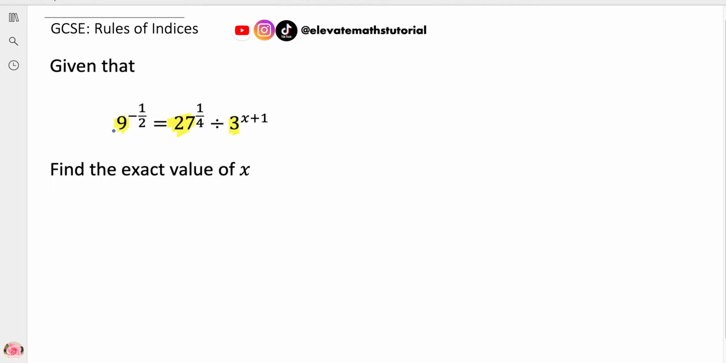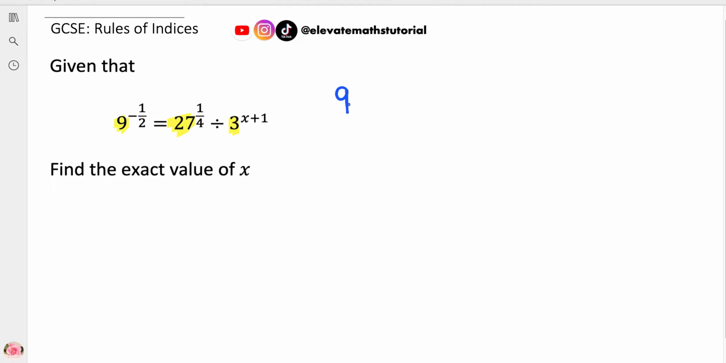Looking at these, we can write a common base of 3. You can't write 3 as a power of anything other than 3 to the power of 1. 27 can be written as 3 to the power of 3. 9 can be written as 3 to the power of 2. So the link between all three bases is 3. So let's rewrite this question.